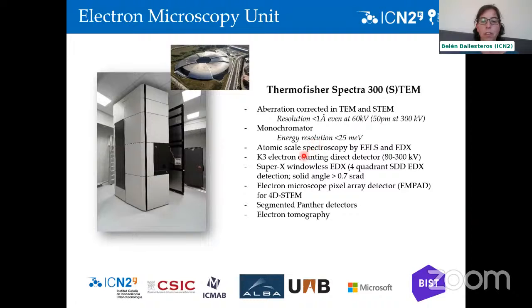It has a monochromator. We can do atomic scale spectroscopy. We have a direct electron detector, a very nice EDX and EELS, and the possibility to do 4D STEM, etc.